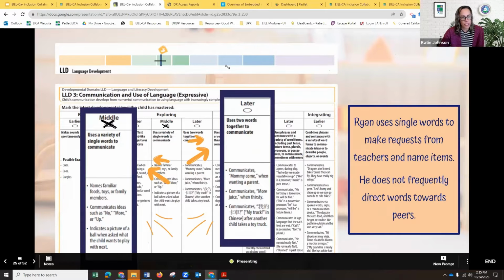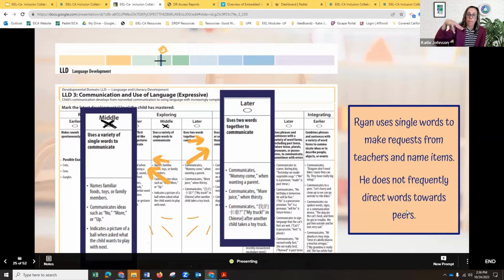Then we can look at this measure, language development. Right now he's using a variety of single words to communicate, right? So he's naming things, he's communicating no more. And the next one would be using 2 words together to communicate. So he uses single words to make requests from teachers and names items. He does not frequently direct words towards peers.